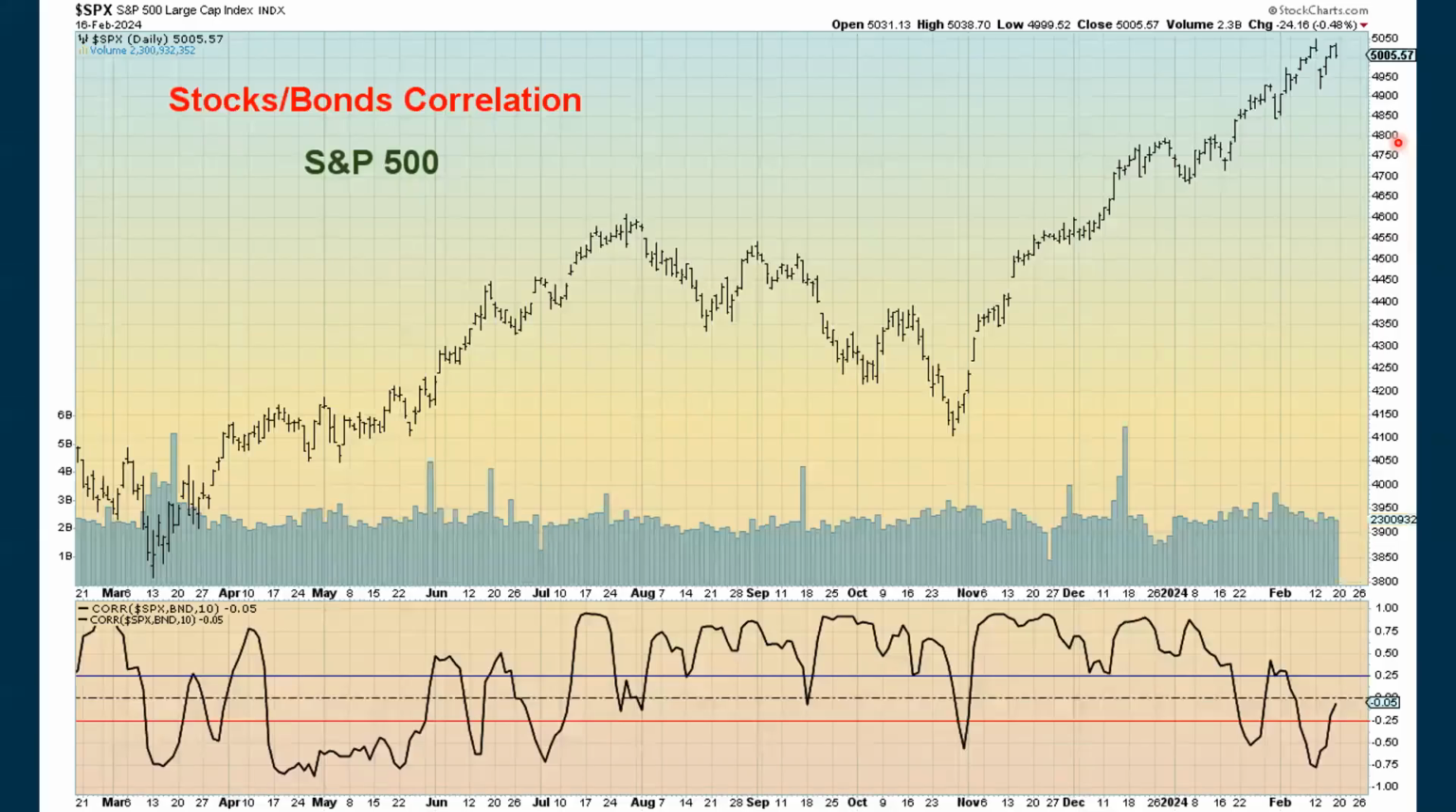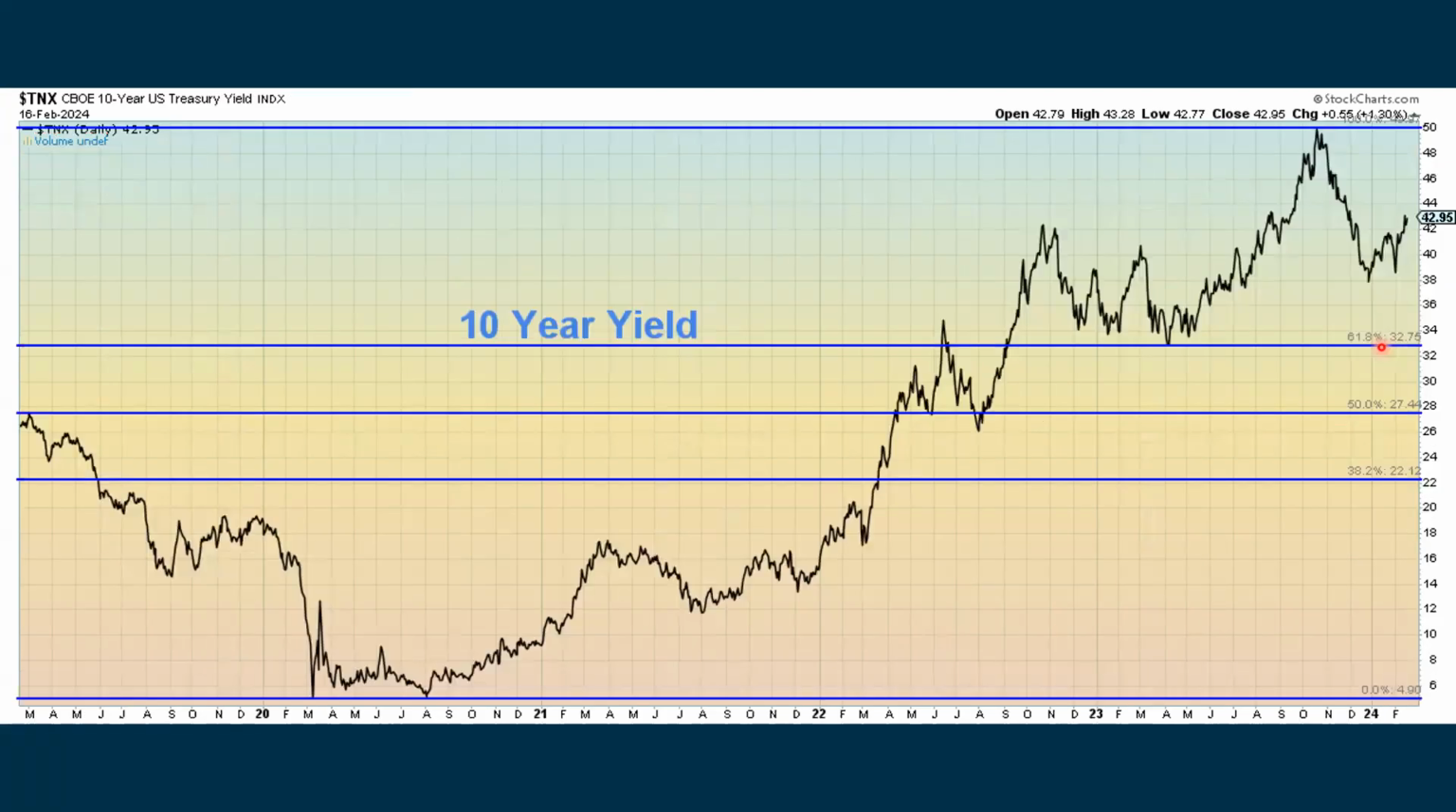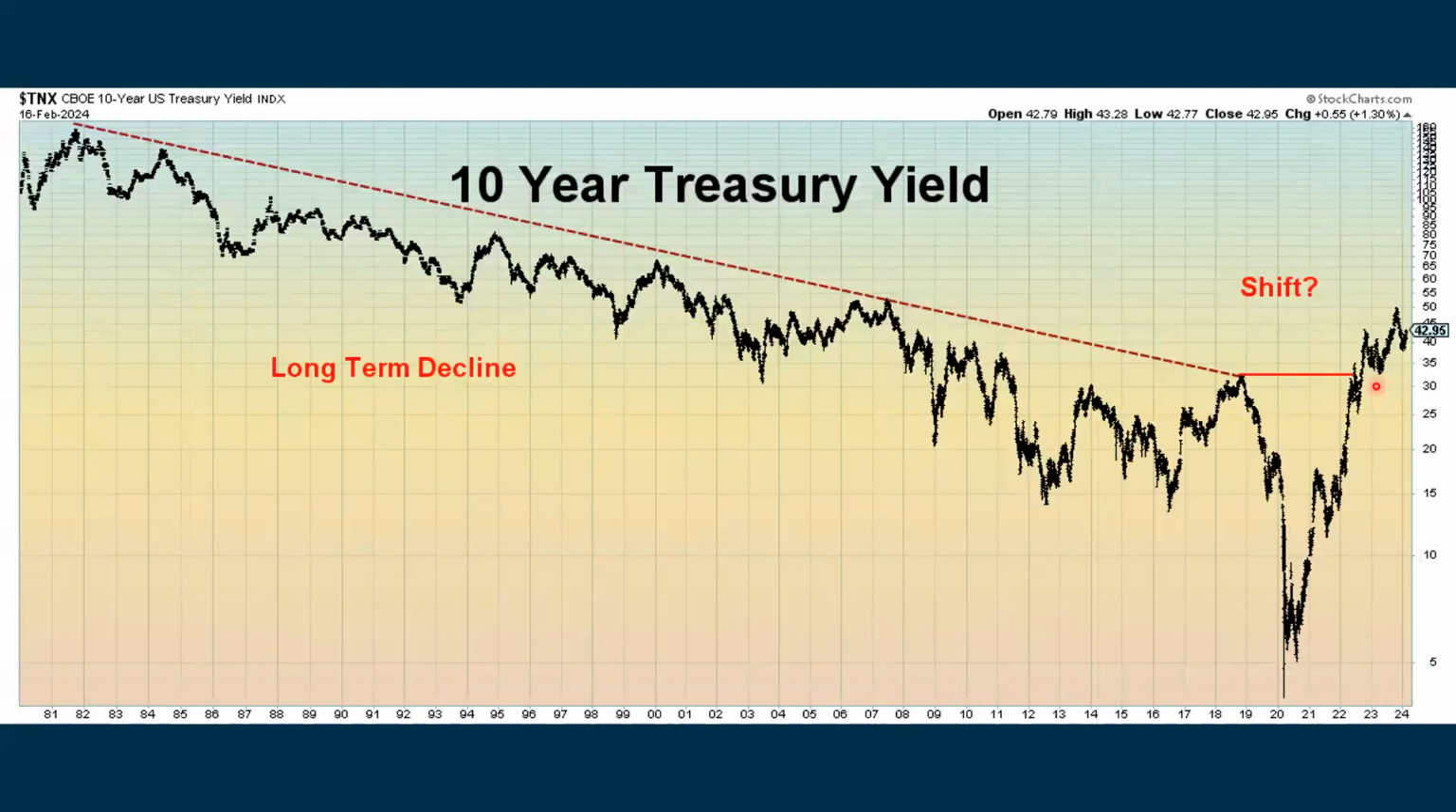Here's a stock-to-bond correlation where we're pretty much neutral right now. We're not getting anything really useful from this chart. This is the Dow Jones Corporate Bond Index, longer-term uptrend, but lately it's been pulling back. Here's the 10-year yield, and I redrew the Fibonacci retracements. I went up to the 5% level that we hit last October, and if we come down, we'll be watching the 61.8% retracement level. And then this is a longer-term chart of the 10-year yield, going back to 1980, where we saw a series of lower highs and lower lows.